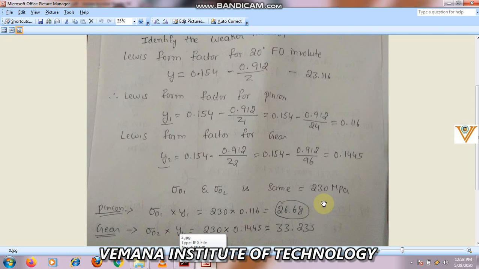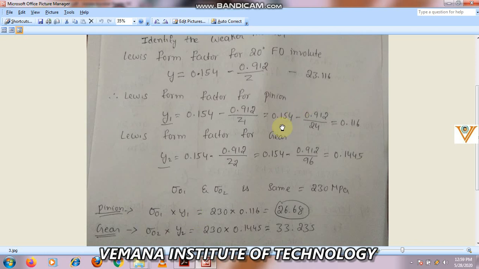Assume the values are different. Then you have to multiply with the allowable strength: sigma naught 1 into Y1, sigma naught 2 into Y2. You will get some values, so identify which is the smaller value. Here 26.68 is smaller, for the pinion. So obviously the pinion is weaker. Likewise we can identify the weaker member. If the material for gear and pinion is the same, we can directly identify that the pinion is weaker.